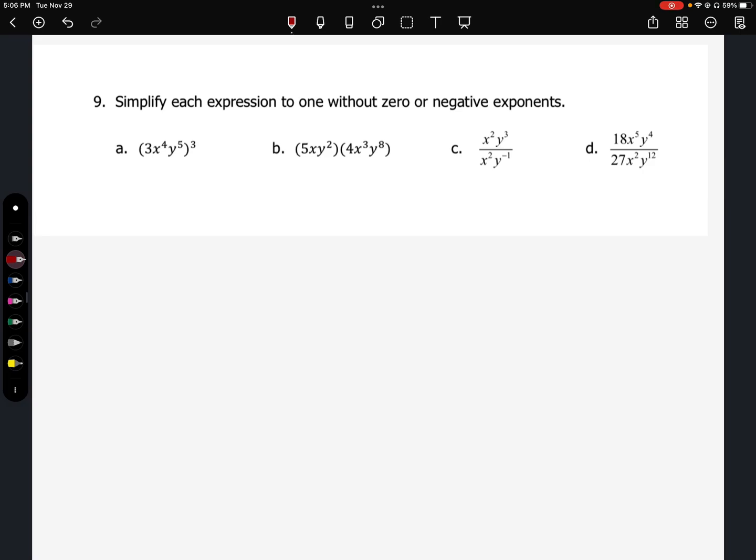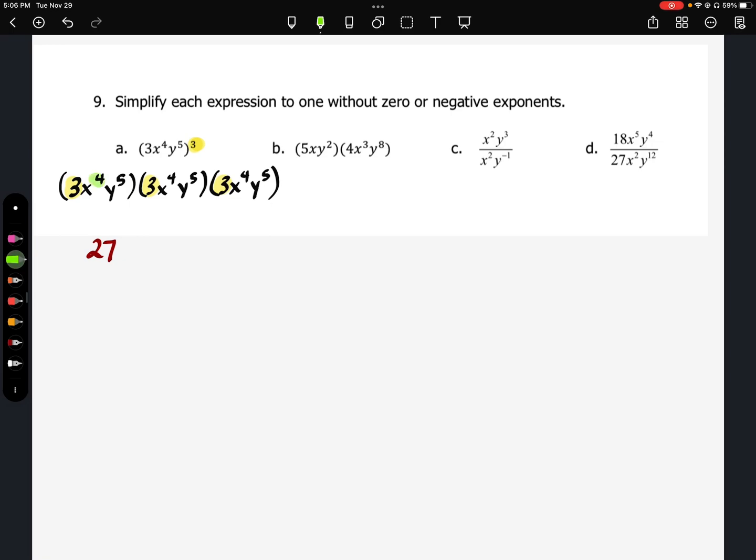As we look at letter A, we've got 3x to the 4th, y to the 5th, and it's being raised to the 3rd power. So we can do this a couple different ways. For me, I like to think about it sometimes as being 3x to the 4th, y to the 5th, times a 3x to the 4th, y to the 5th, times a third 3x to the 4th, y to the 5th. Now we're multiplying everything together, so I know I'm going to do a 3 times a 3 times a 3, which is 3 to the 3rd if you were just using your exponent rules. But 3 to the 3rd is going to be 27.